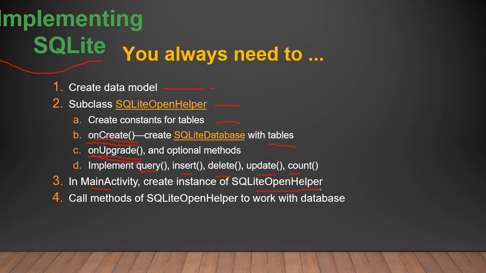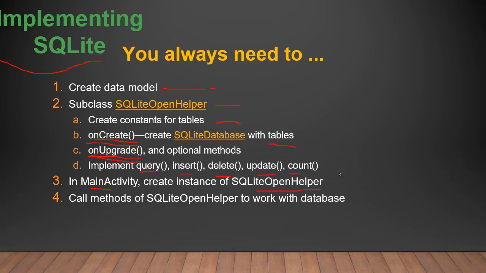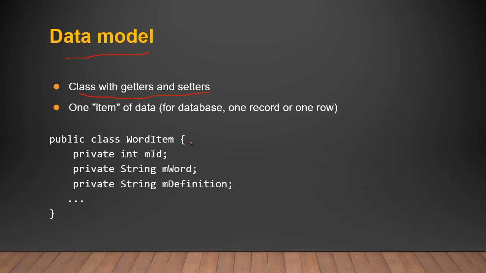Inside the main activity class, create an instance of SQLiteOpenHelper, and by this instance, we will call getWritableDatabase or getReadableDatabase in order to open the database for us and start interacting with it. And we call the methods of SQLiteOpenHelper to work with the database, as we will work out a nice example in Android Studio in the upcoming slides. As I've told you, a data model is a class with getters and setters. This is our data model class named WordItem, and it has some constants for the table. We will use these values for the column names. We will also learn how to create a data model class in the next video.